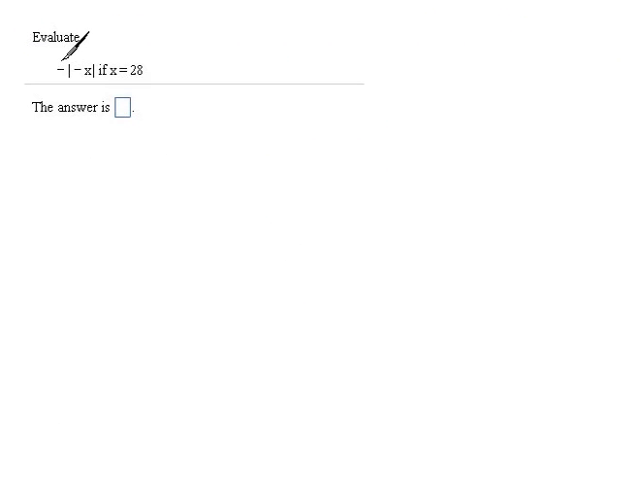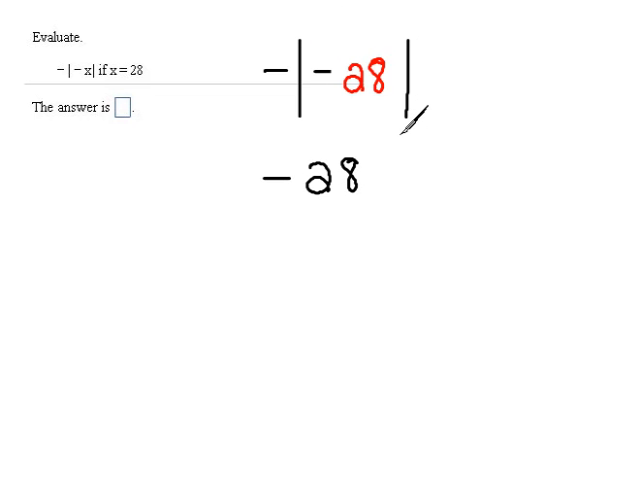Last one here. This says the opposite of the absolute value of negative x. So we're going to put in our opposite of absolute value of negative x, but instead of x, we're going to plug in 28. We have to do the absolute value bar first. That's kind of like a grouping symbol. So negative 28 is 28 units away from 0. And then we have to do the opposite of that, which would be negative 28. Remember, when you see these straight bars, that means absolute value.